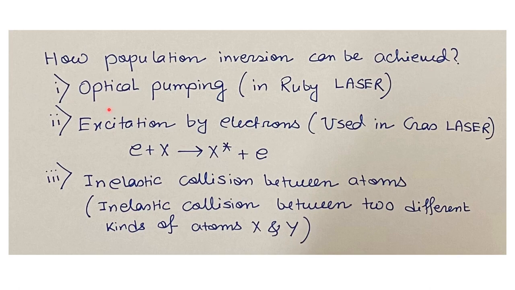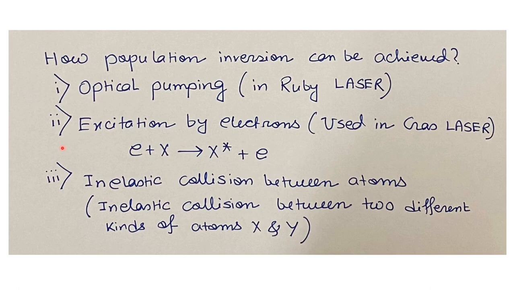First one is optical pumping. This process is usually used in the ruby laser. This is nothing but the excitation of atoms. If we externally excite the atoms, more and more atoms will be in the excited state rather than the ground state.